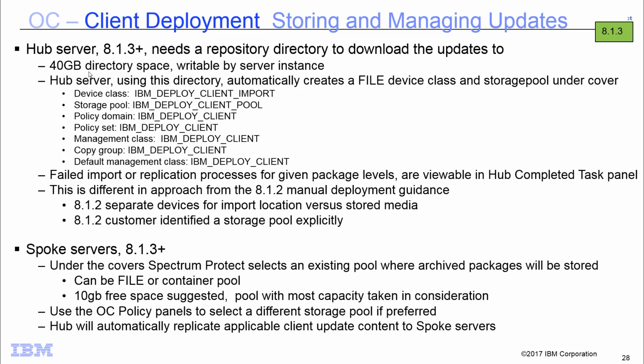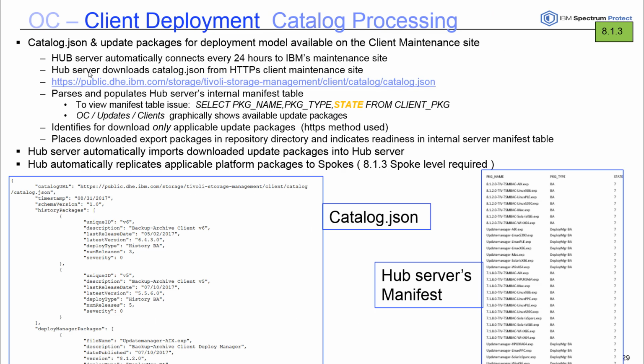And once the hub server imports these updates, it will automatically replicate any applicable client updates over to the spoke server. The hub server is connecting automatically out to this IBM client maintenance site. And it does this when you first set up the Spectrum Protect automatic client imports, and then it runs automatically around 8 o'clock in the morning every day. So it'll go out there about every 24 hours to look for any new updates. And these would be updates to both the deploy packages as well as the update packages.